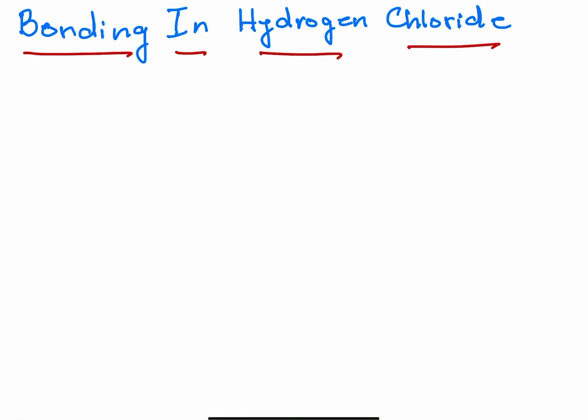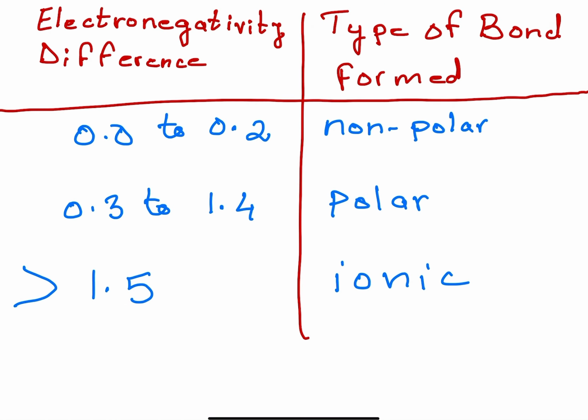Today, we are going to study the bonding that takes place in hydrogen chloride. Now, in order to understand the bonding that takes place in hydrogen chloride, we have to first of all understand the electronegativity of elements.